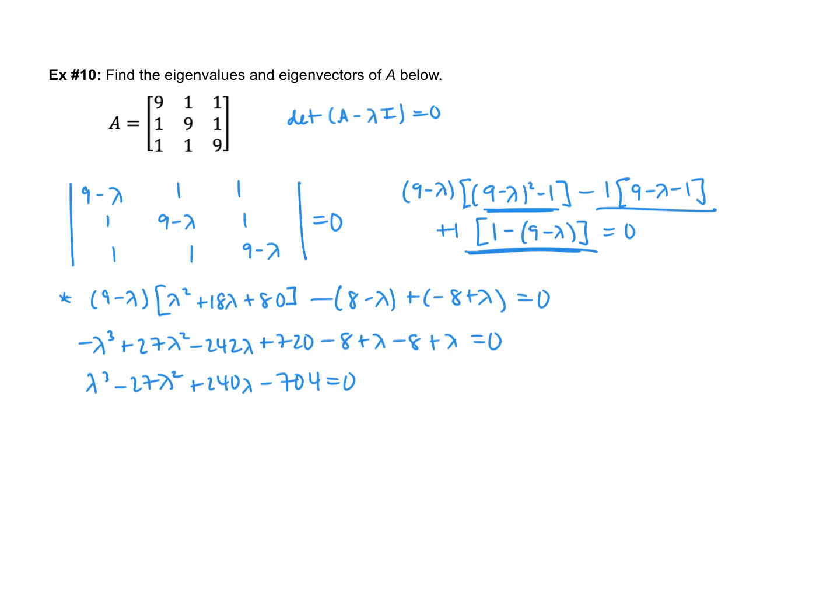And so you're just going to need to take some good guesses as to what you think an eigenvalue might be. What I see is this 8 minus lambda, and another 8 with lambda, and I also see a 9. Those give me the suggestions that maybe 8 or 9 would be good to try. I'm going to see if 8 is a root by doing some synthetic division. So I'm going to take all of these constants: 1, negative 27, 240, and negative 704.